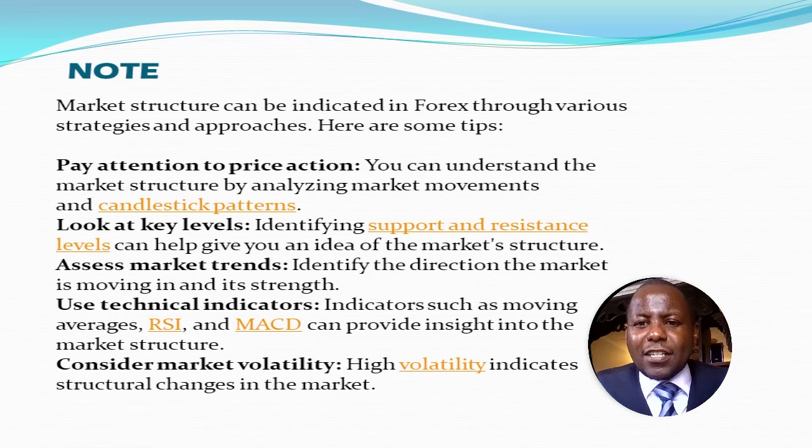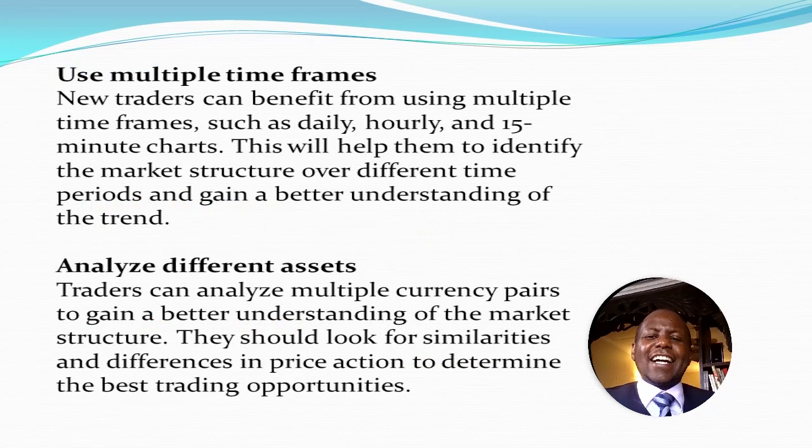The other thing to note is that you can use technical indicators. We dealt with indicators in the past module. Indicators such as moving average, RSI, MACD can provide insight into the market structure. They can add confluence to what you understand in the market structure, so that you can make your decision. Another thing, and the final one here, is to consider the market volatility. High volatility indicates structural changes in the market. When you see that the market has become volatile, that fast movement, it indicates that there is a structural change in the market. And when you see that, it means some people are losing, others are gaining.